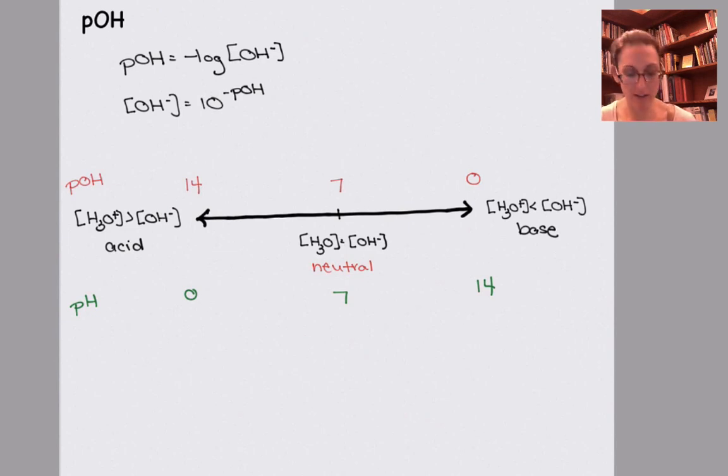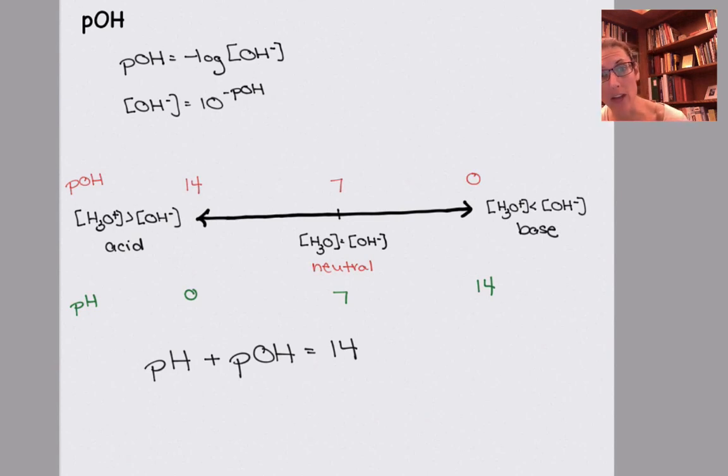And interestingly enough, because of the way log rules work, we can come up with a very useful relationship between pOH and pH. And that is, again, at room temperature, 25 degrees Celsius, pH plus pOH will always be equal to 14. So when we're working with an acid solution, it's going to be easier to work in pH. Oftentimes when we're working with a base, pOH is going to be more convenient, but we can always relate the two because they'll always add up to 14.